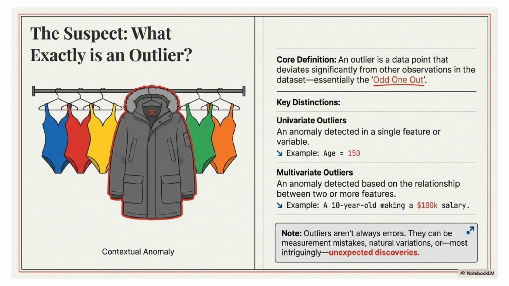In data terms, an outlier is a value that differs sharply from the rest of the observations. Some outliers appear in a single variable such as an age value of 150, which clearly does not fit normal human limits. Others only become visible when two or more variables are considered together. For example, a very young child reported to have an unusually high salary. Not all outliers are the same, and understanding their type helps us decide how to handle them.